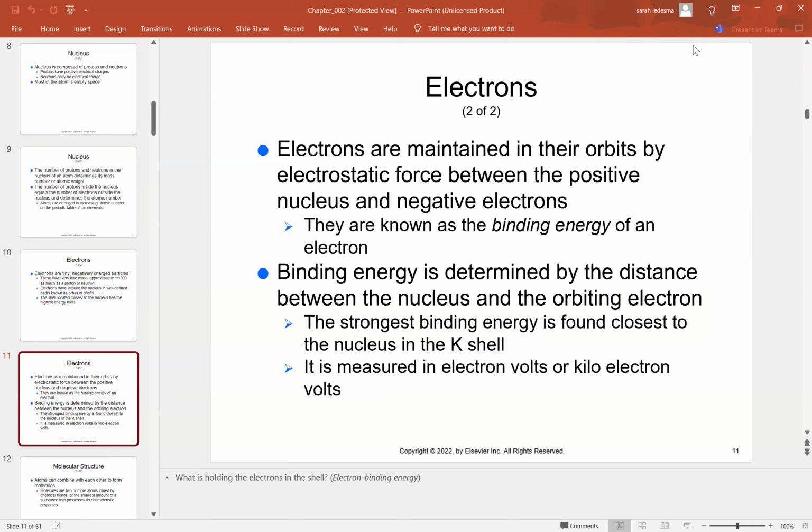Electrons are maintained in their orbit by electrostatic force between the positive nucleus and the negative electrons. This is known as the binding energy of an electron. Binding energy is determined by the distance between the nucleus and the orbiting electron. The strongest binding energy is found closest to the nucleus in the K shell. It is measured in electron volts or kilo electron volts.